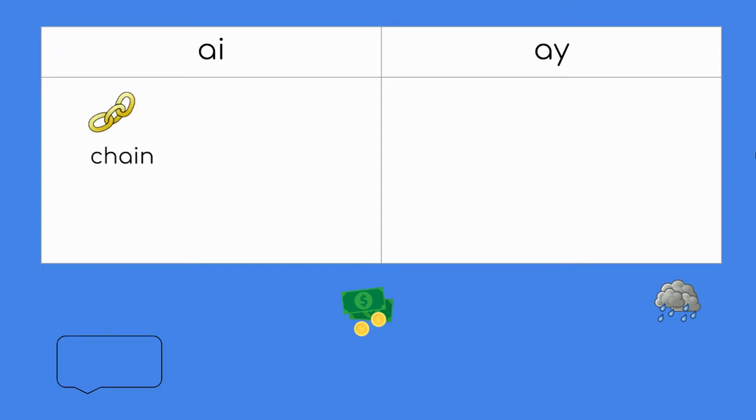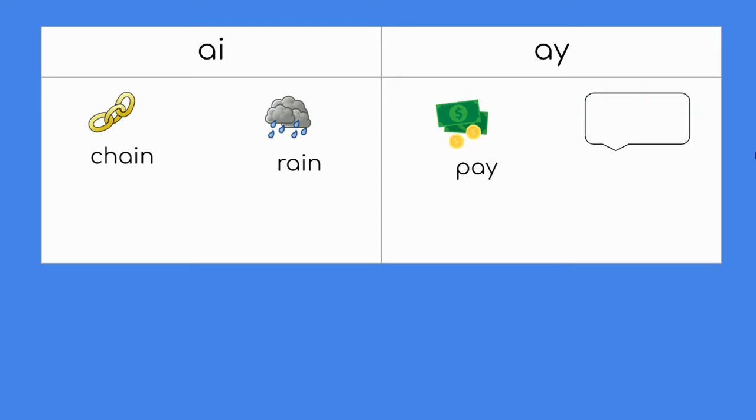The next word is pay. The sounds are p, a. The long A sound is at the end of the word, so we're going to use AY. The following picture is rain, r, a, n. The long A sound is in the middle of the word. We use AI. And finally, say. S, a. We hear the long A sound at the end of the word.